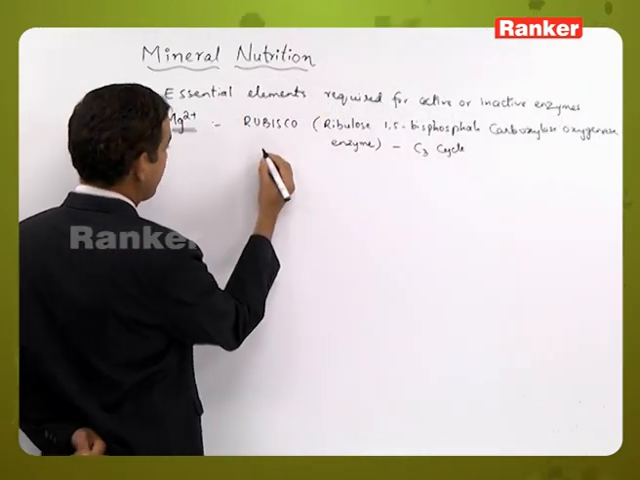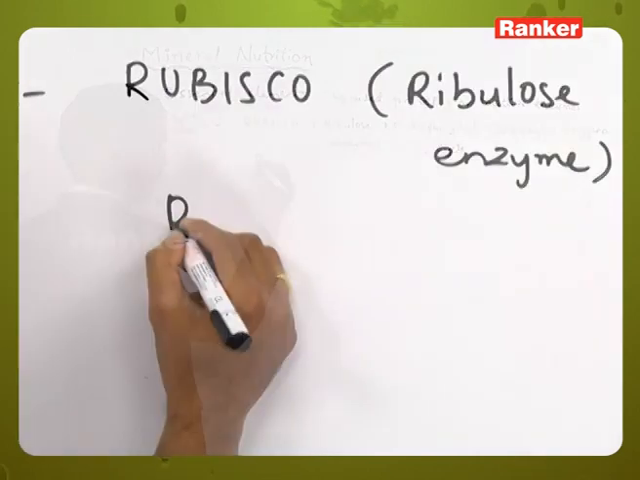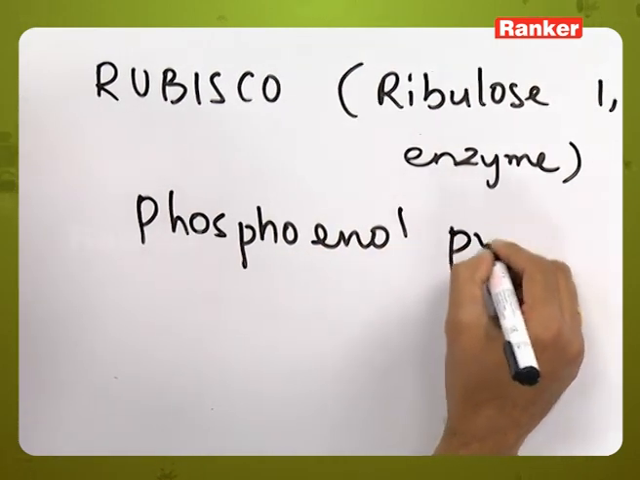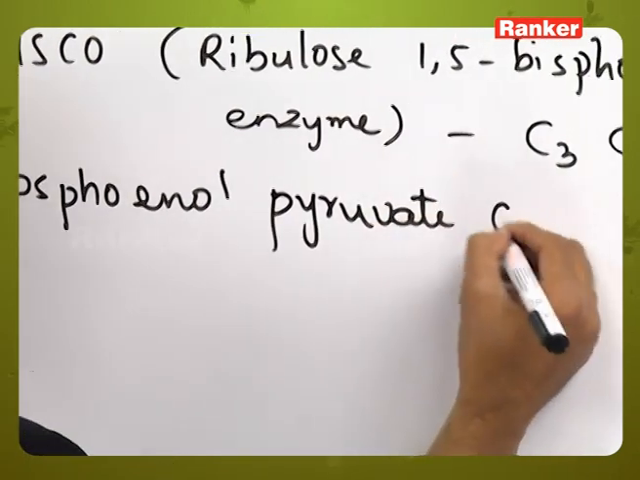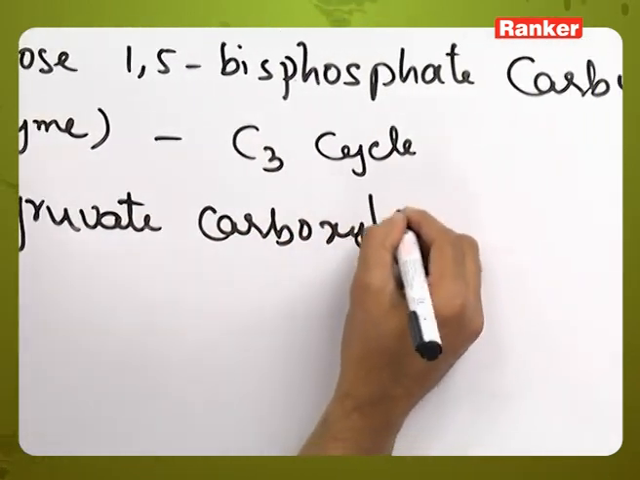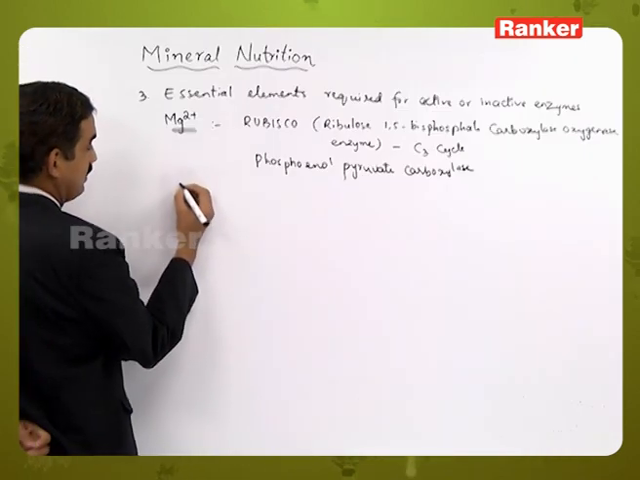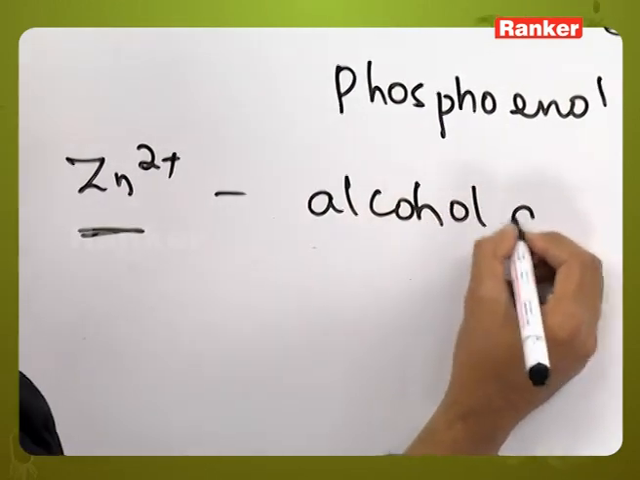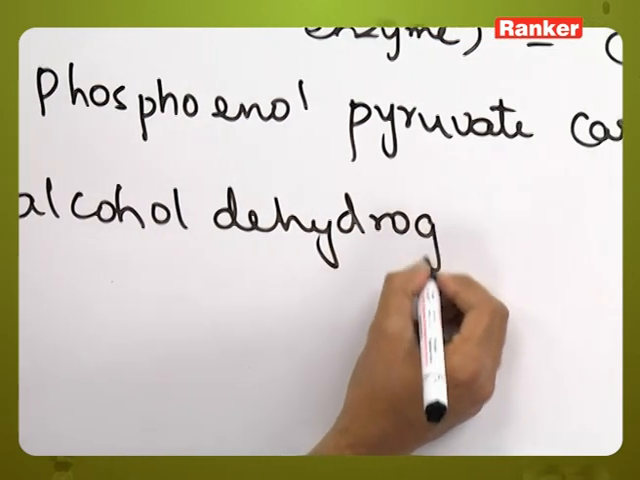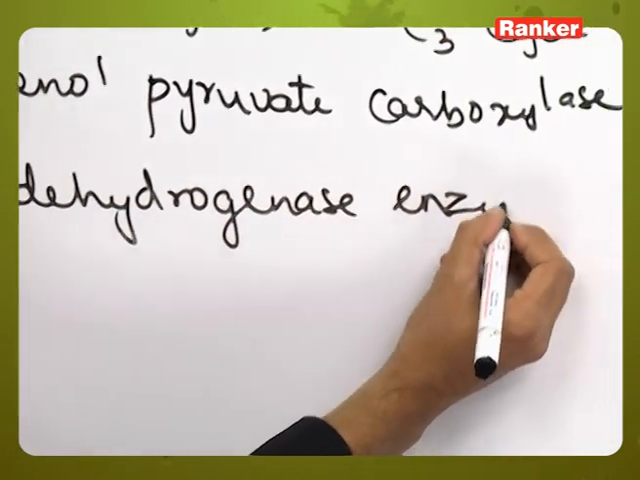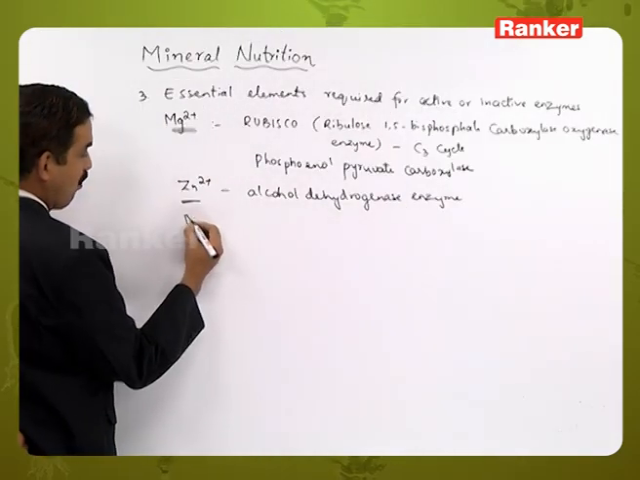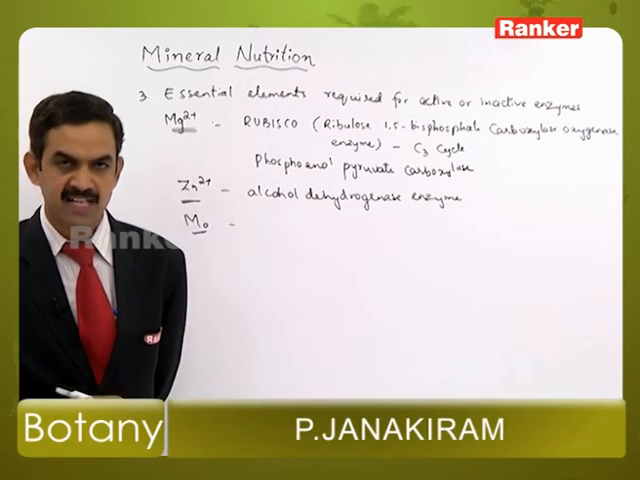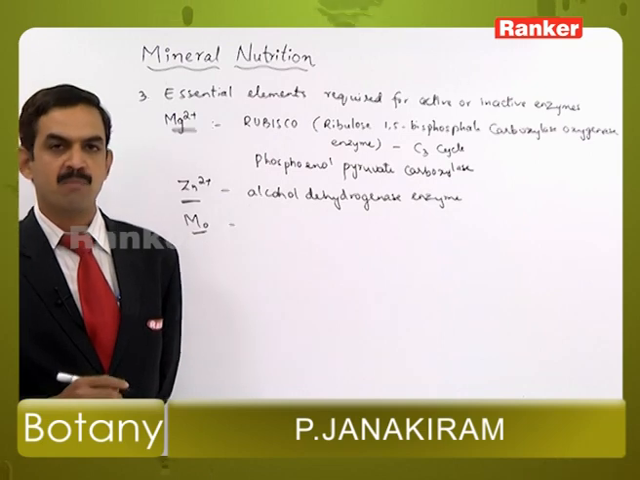And apart from that one, magnesium is also been required for phosphoenol pyruvate carboxylase enzyme. Then zinc is a one which is required for activation of alcohol dehydrogenase enzyme. Then molybdenum. So molybdenum have a crucial role in the activation of enzymes which are required for nitrogen metabolism.